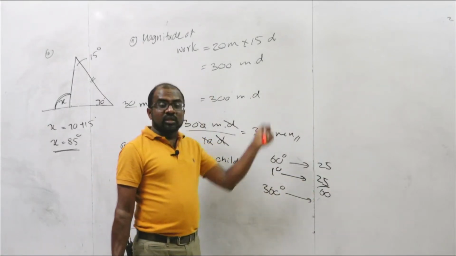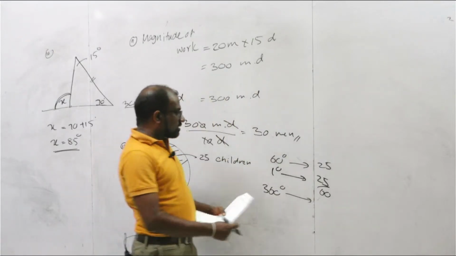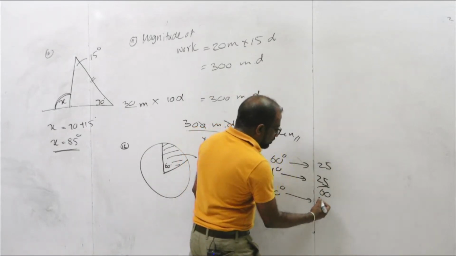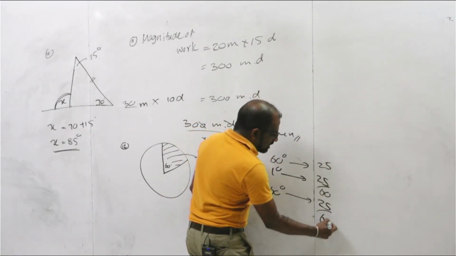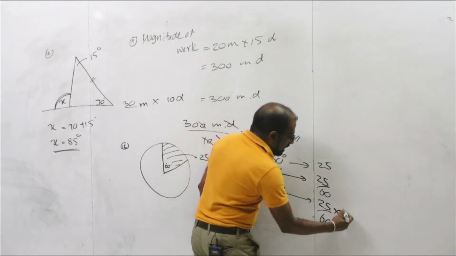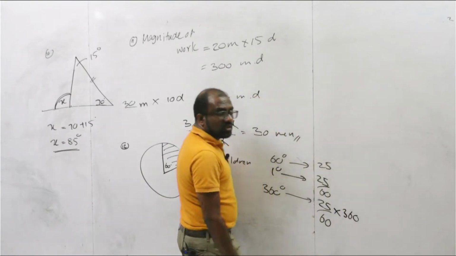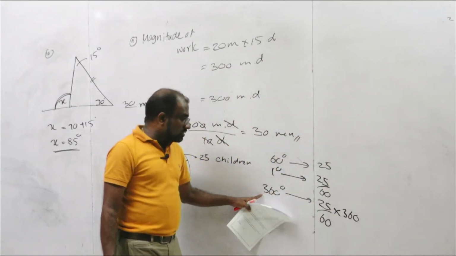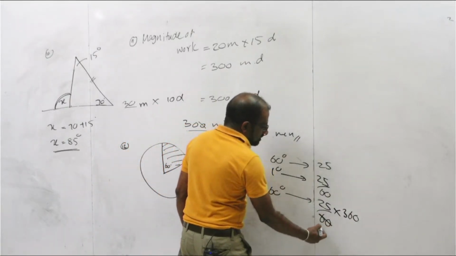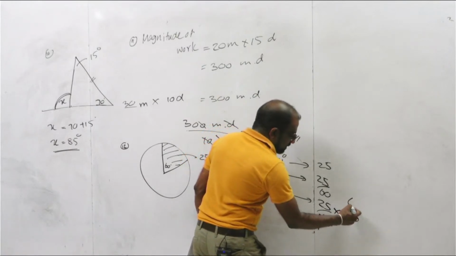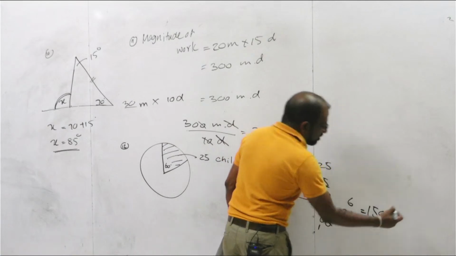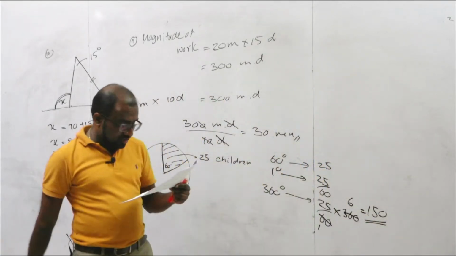A pie chart is 360 degrees. So if it is 1 degree, 25 over 60, what should it be multiplied by? 360 degrees. Multiply by 360. Now you can simplify. 60 times 6, 6 times 25, 150 children are represented by this whole pie chart.